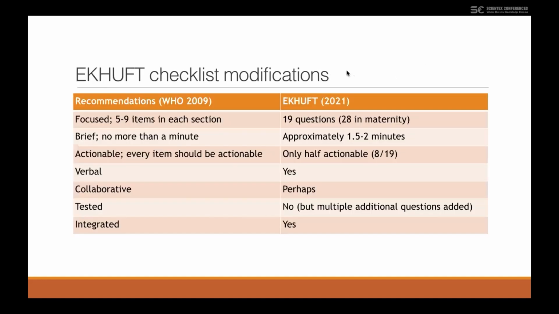So this is a comparison between the WHO recommended checklist and our local checklist. It's recommended to have 5 to 9 questions, but in our hospital we have 19 questions. The recommendation is that the checklist should be brief and should not take more than a minute. In our audit, it took about 1.5 to 2 minutes on average. The questions should be actionable. In our case, only half of them were actionable.